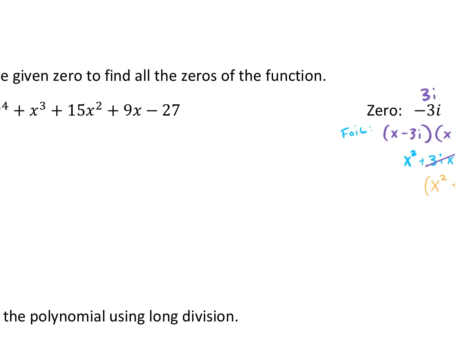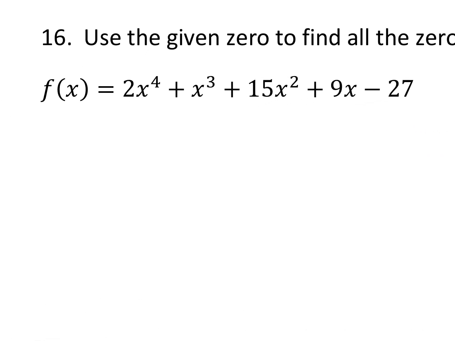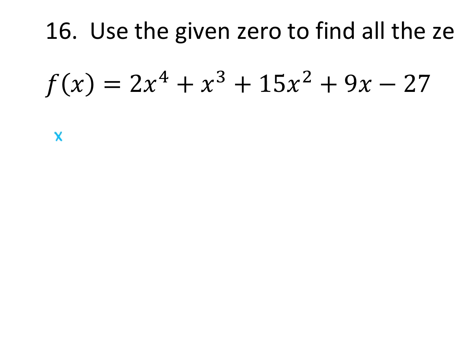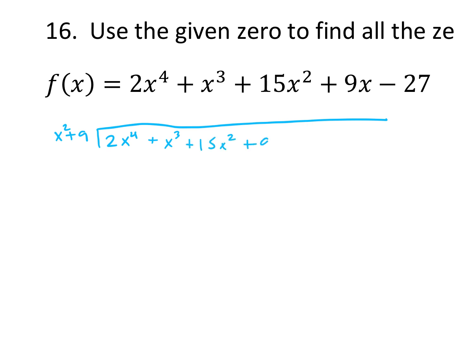How can I find other factors? Long division. So x squared plus 9 goes on the outside. And this all goes on the inside. So 2x to the 4th power plus x cubed plus 15x squared plus 9x minus 27. Now, you need every x accounted for. So if you start with x to the 4th power, make sure you have 3, 2, 1, and none. If we're missing one, remember you'd have to put a 0x in that spot that's missing. But we have all of our x's here. So now we can go ahead and divide.